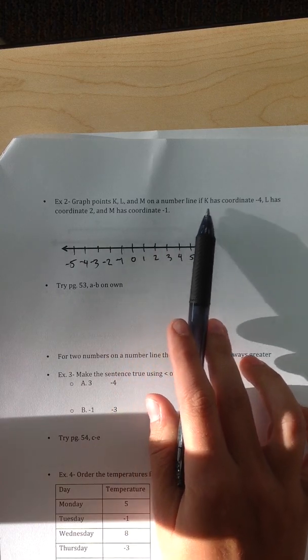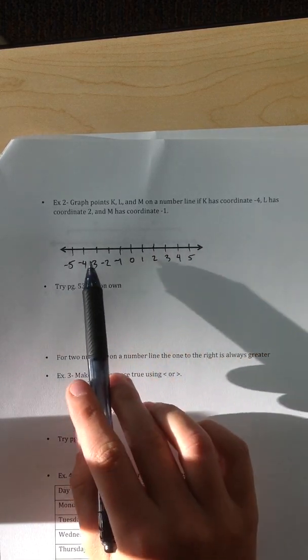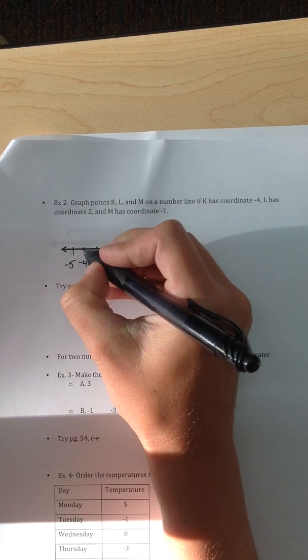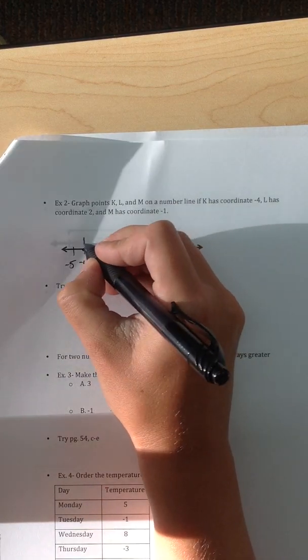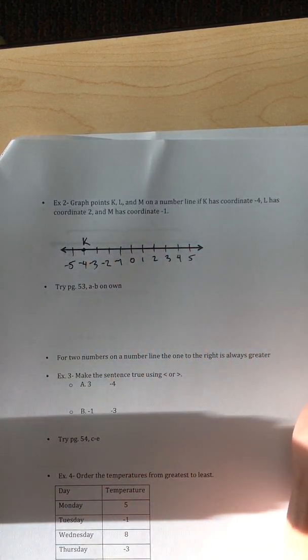So first one we've got is K with a coordinate of -4. So we're going to go to -4, and then on the line, we're going to stick a point. We're going to label that K.